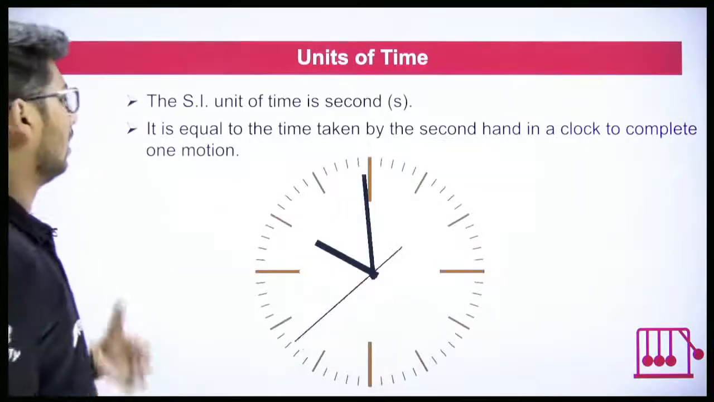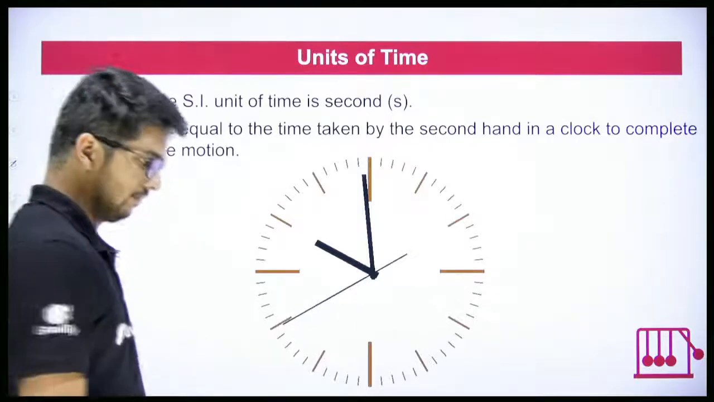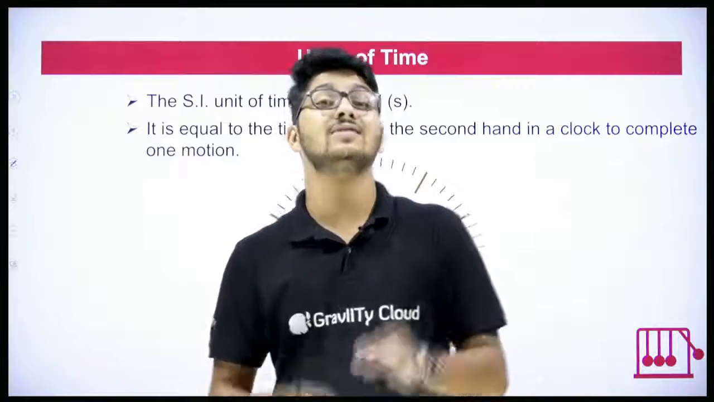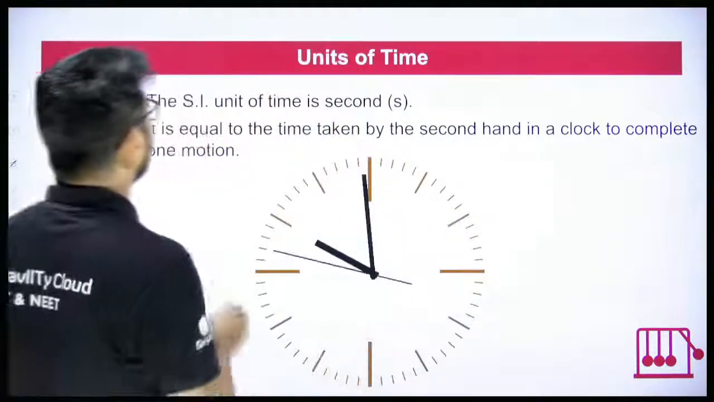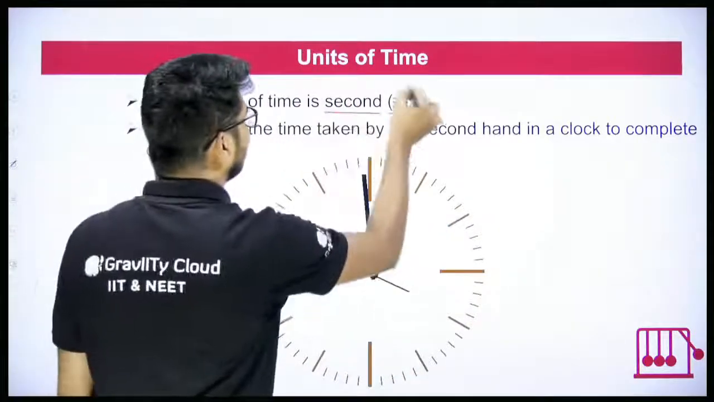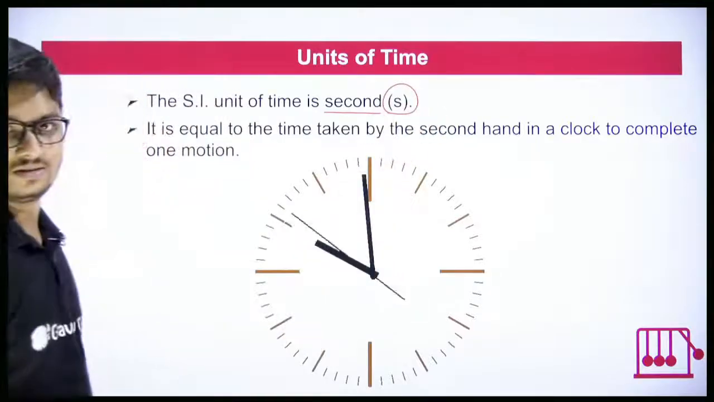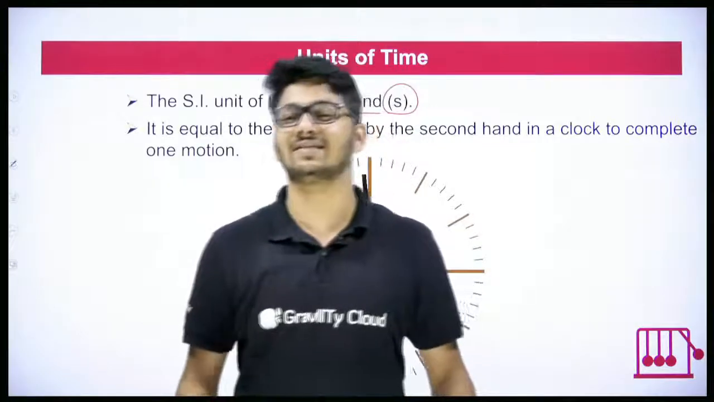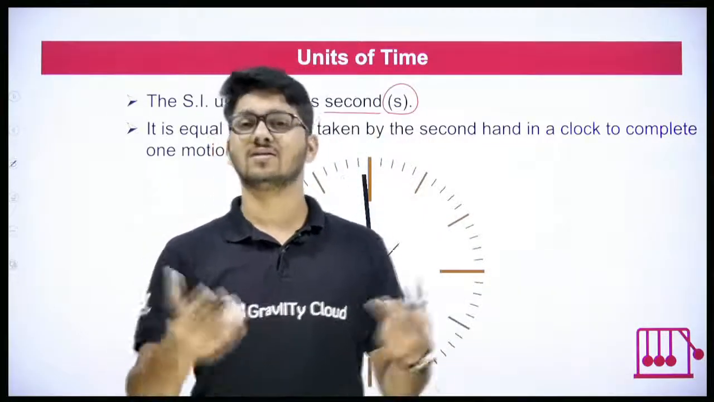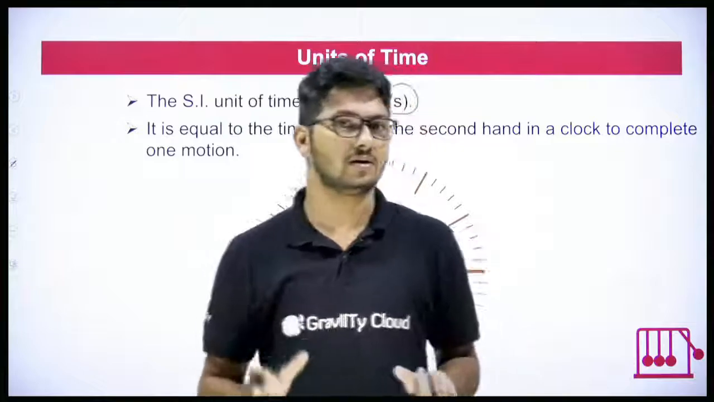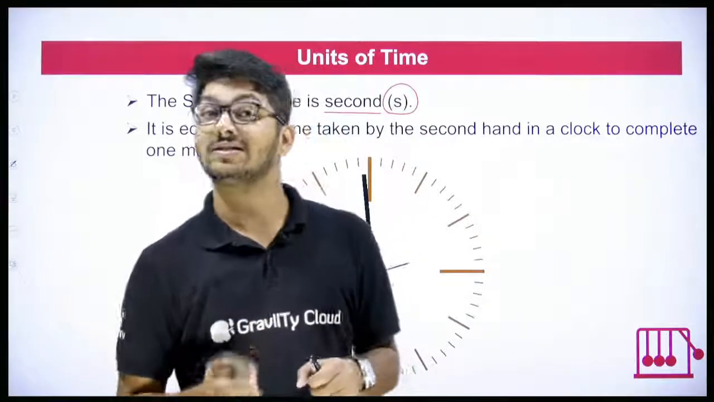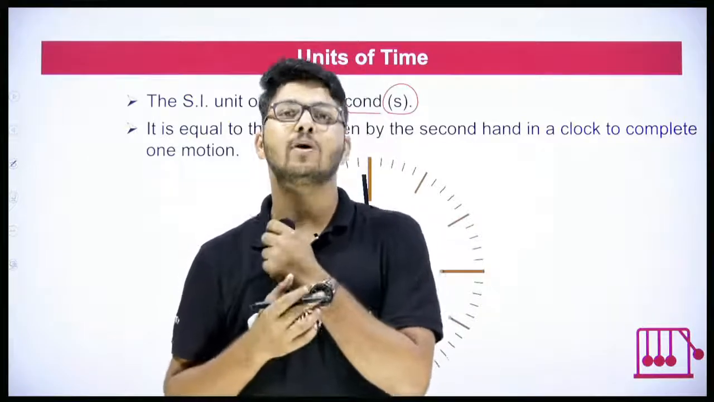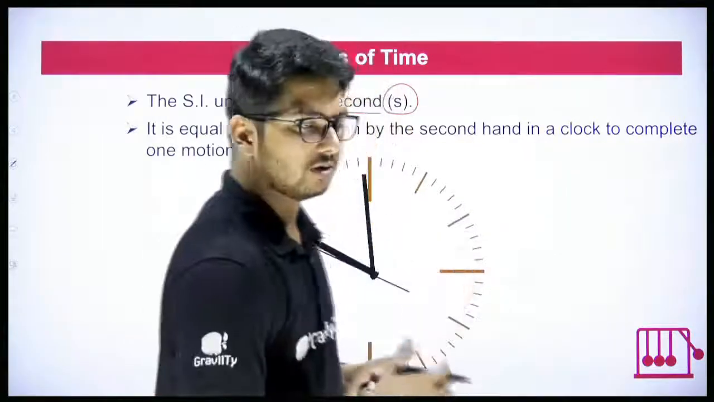Now when we talk about the units of time, very important, the SI unit of time is second. The symbol is small s. So you can write time as 2 seconds, 10 seconds, 15 seconds, 100 seconds, 1000 seconds, depending on the time interval. And do you know what 1 second is? What is 1 second, if I use a watch or a clock?